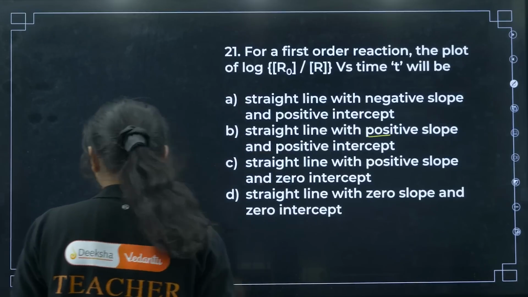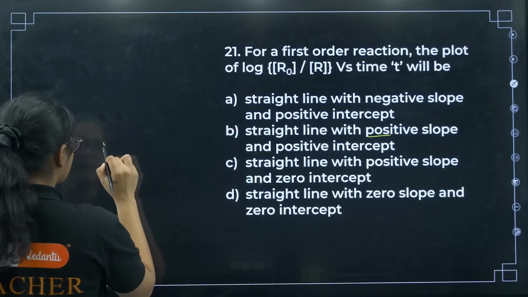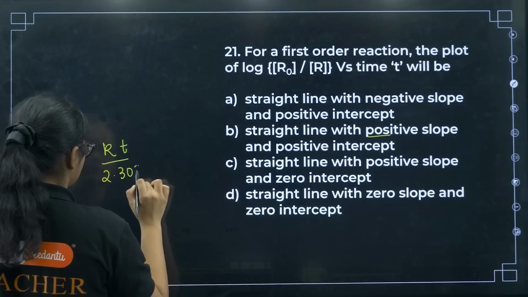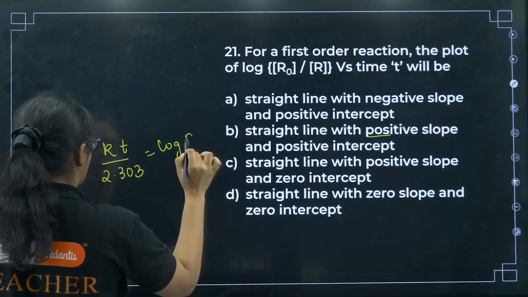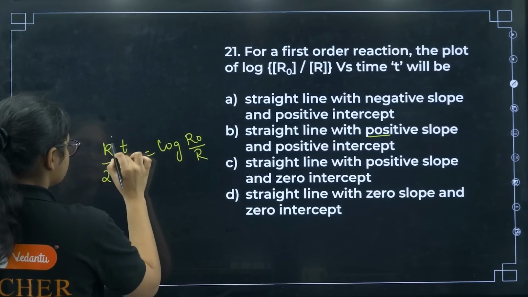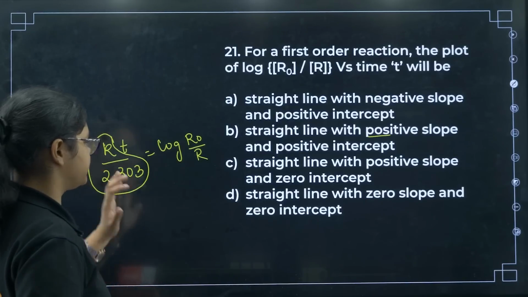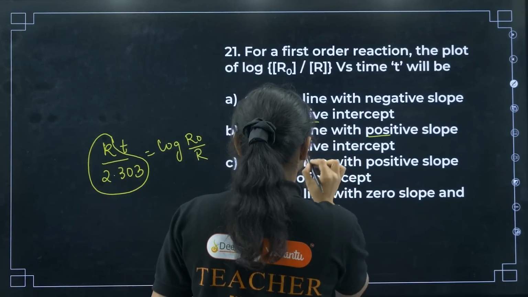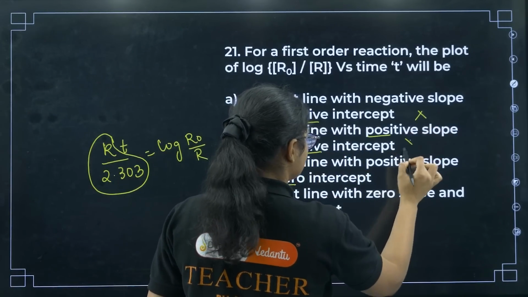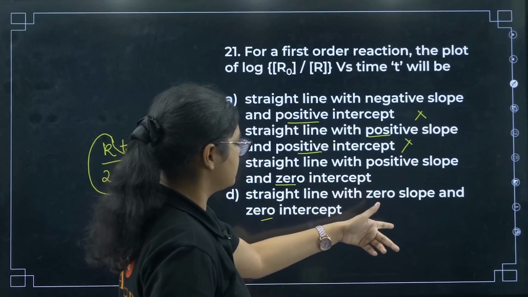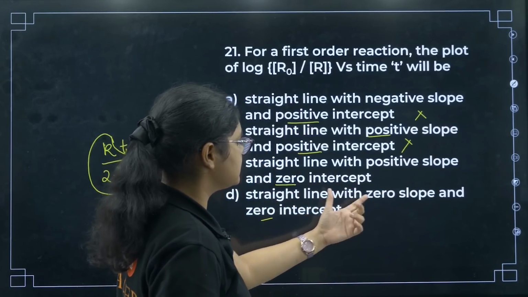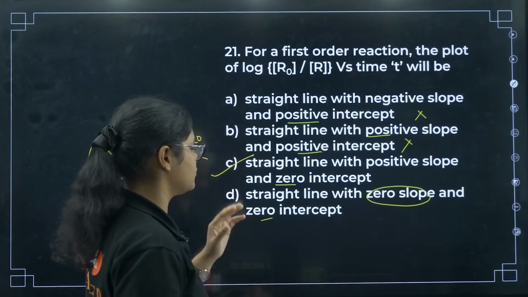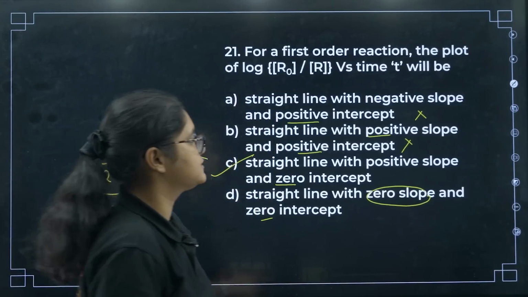If you remember, the graph is like this. Kt by 2.303 is equal to log of R0 by R. Here the slope is k by 2.303 and the intercept is 0, right? So I have zero intercept, and I can eliminate these two. Next, here we have positive slope and here it is 0 slope. No, slope is not 0 here because slope value is k by 2.303, positive slope. So the correct answer is option C.